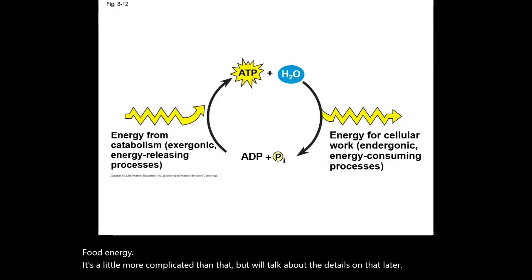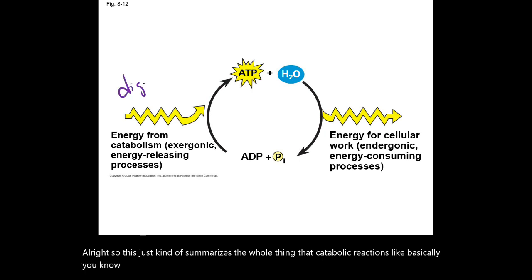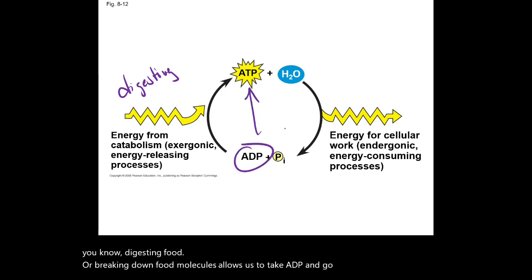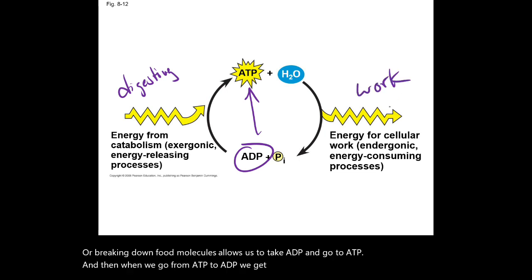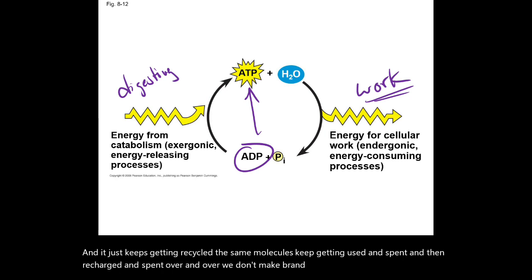All right, so this just summarizes the whole thing: catabolic reactions, basically digesting food or breaking down food molecules, allow us to take ADP and go to ATP. And then when we go from ATP to ADP, we get work done. So this does work for us, and it just keeps getting recycled. The same molecules keep getting used and spent and then recharged and spent over and over. We don't make brand new ATP every time. We use that same ADP and just stick a phosphate back on it.